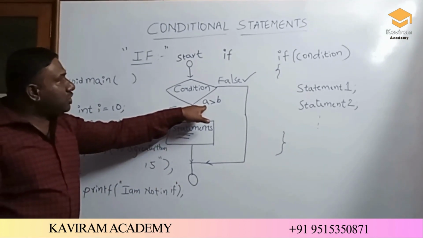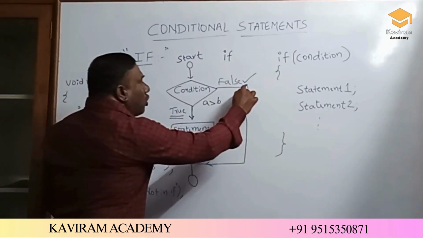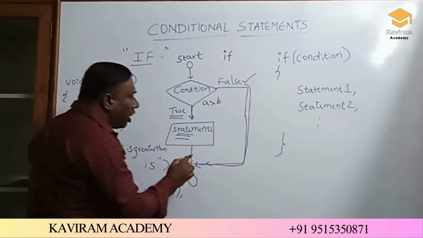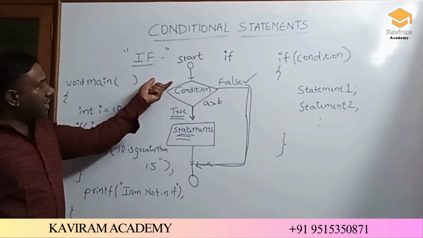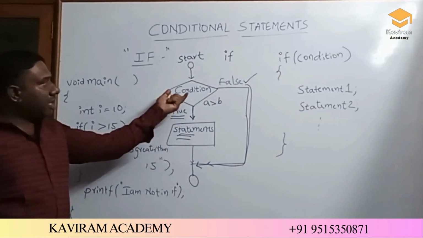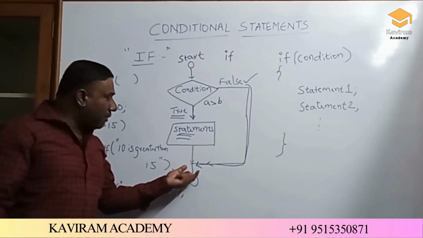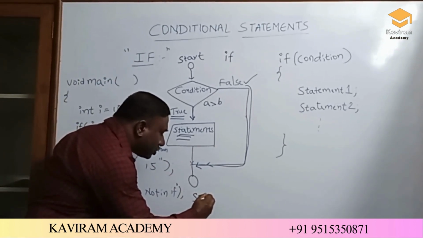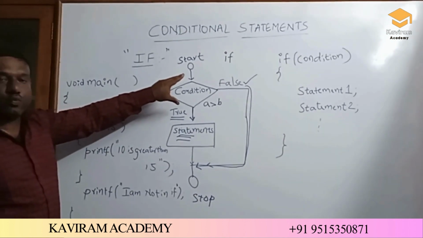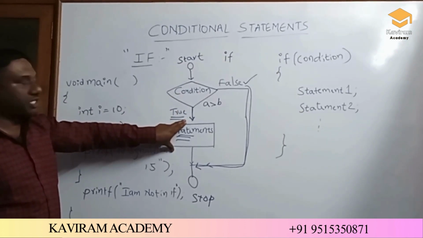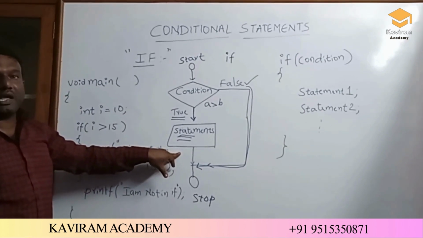Similarly, if A is not greater than B, then the condition is false. So it will directly go to the false branch and it will not execute the statements that are present here. So your flow of control will change. If the condition is true, it will execute these statements. If the condition is false, it will not execute the statements, it will come out of this flowchart and stop here. So this is about if. If the condition is satisfied, it will execute the statements. If the condition is false, it will not execute the statements present in your if statement.